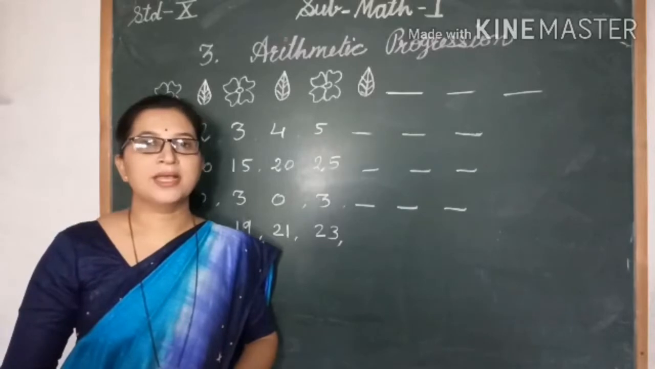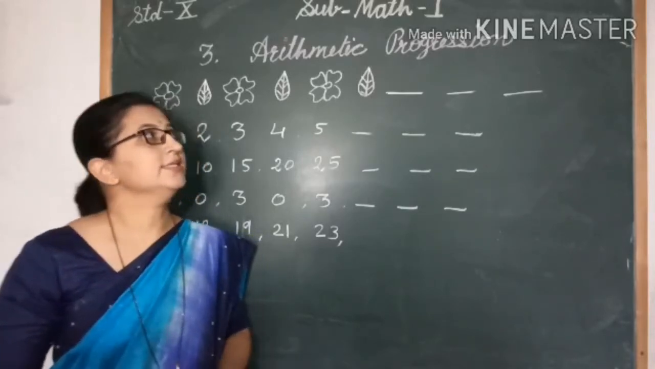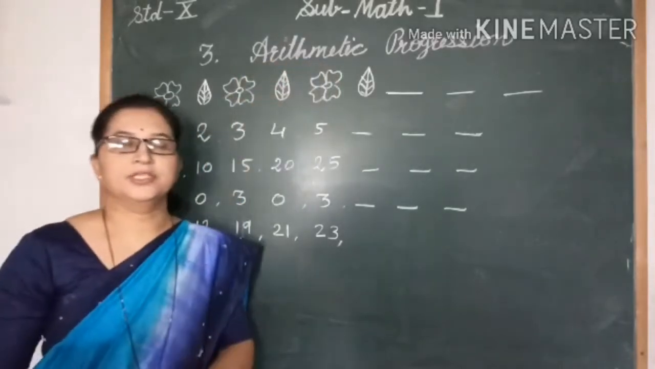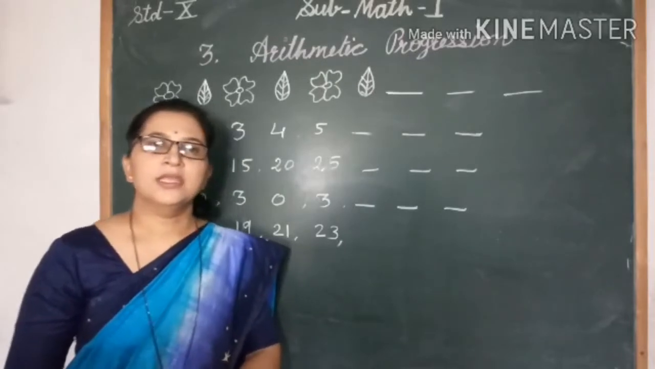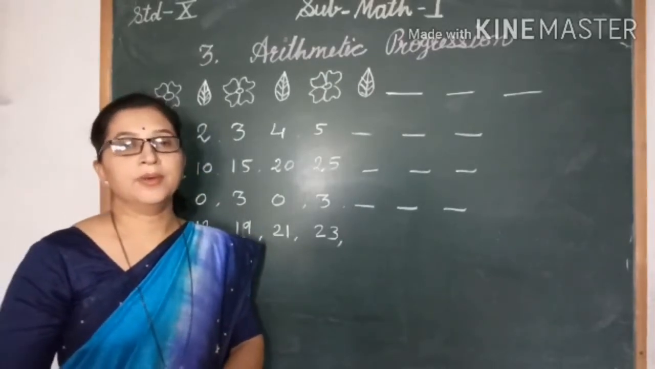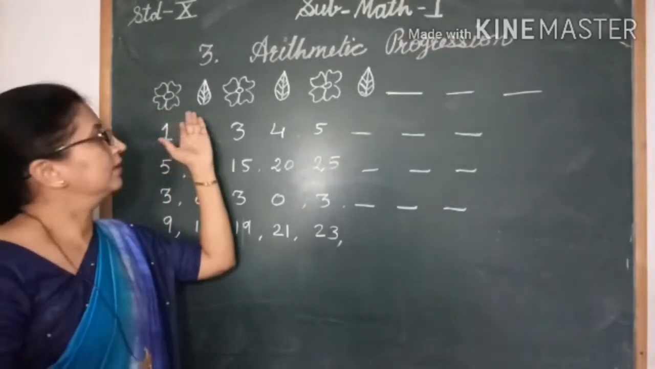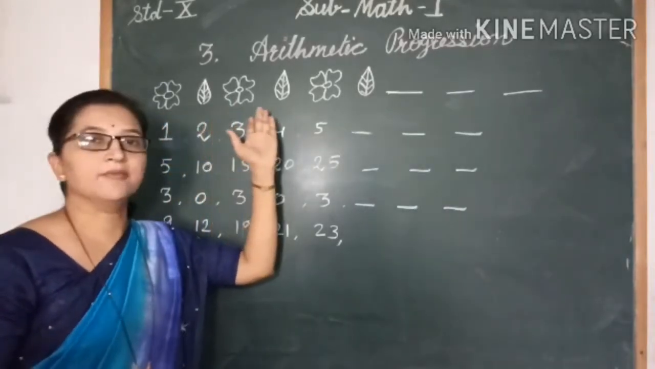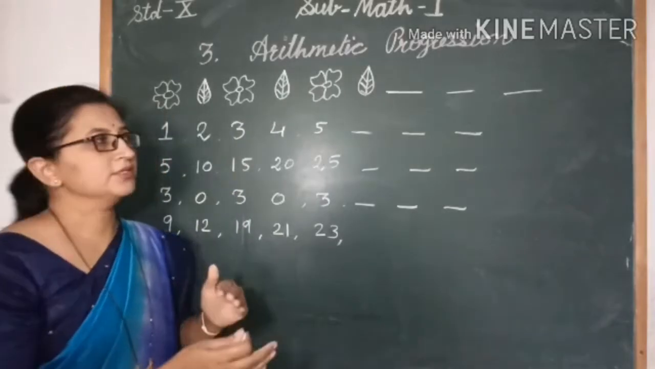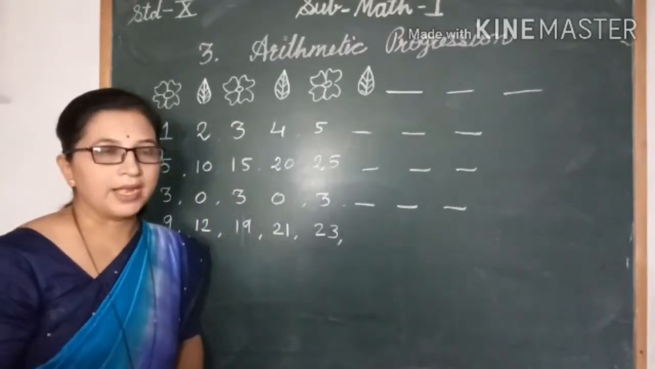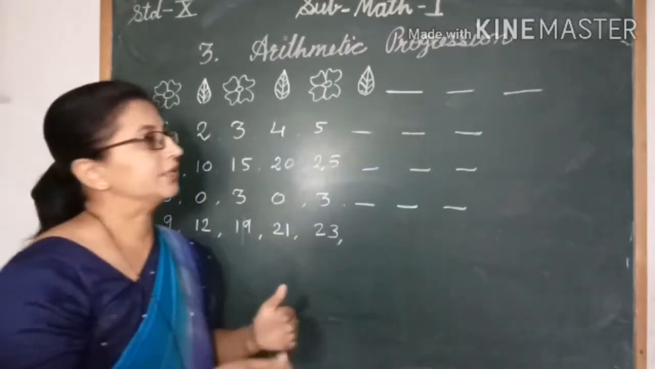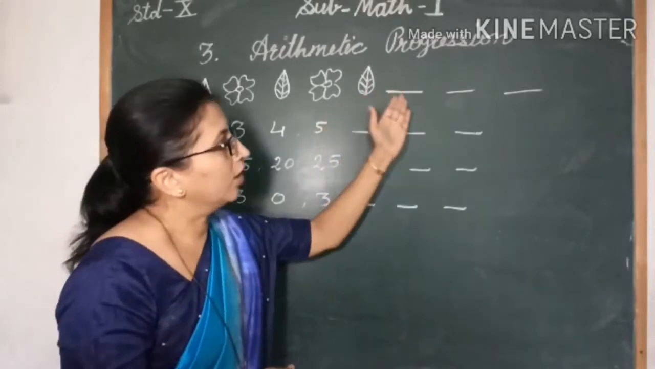Third chapter of Maths first. Okay, that is Arithmetic Progression. Dear friends, in your childhood, you might have studied such a kind of pattern: flower, leaf, flower, leaf. From lower class, you have studied such a kind of pattern. If I ask you, after this leaf, what will be there?